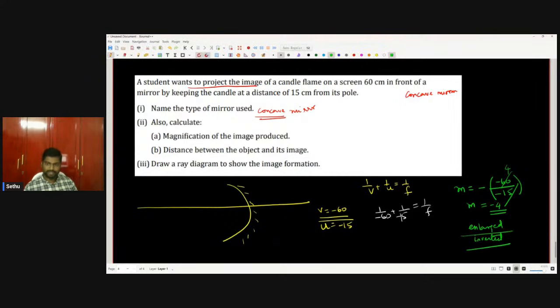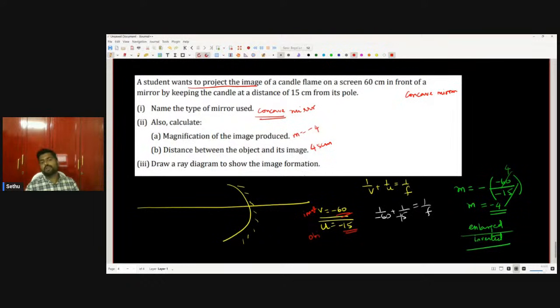Inverted and enlarged. So the magnification produced is -4. The distance between the object and the image is clearly 45 centimeters, right? Because the image is at -60 and the object is at -15. The distance between them is clearly 45.